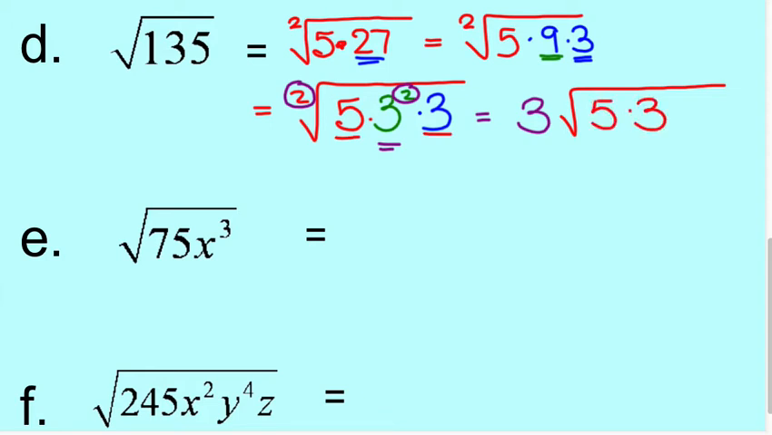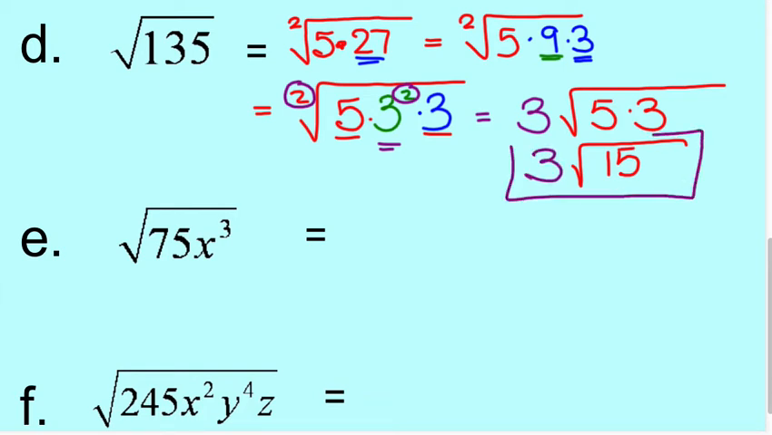Now, can I combine that 5 and 3 back together? Yes, that's square root of 15. 5 times 3 is 15. Then I have this number 3 left. So there's my final answer: 3 square roots of 15.